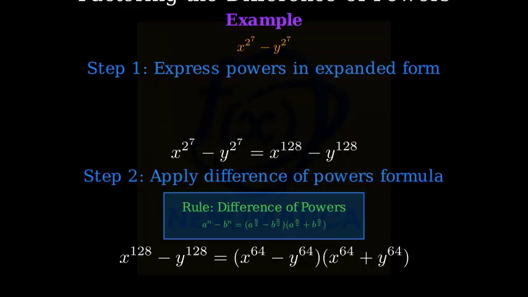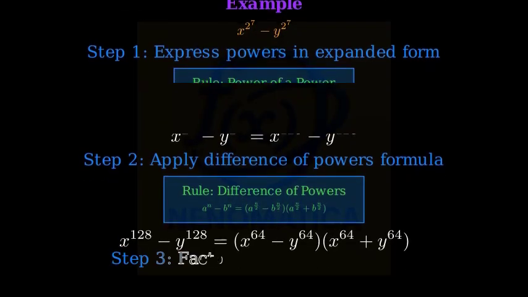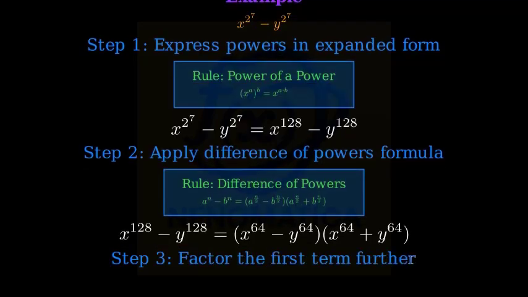In our case, we'll use a special case of this formula where n equals 2. So x to the power of 128 minus y to the power of 128 equals the product of x to the power of 64 minus y to the power of 64 and x to the power of 64 plus y to the power of 64. Let's continue by applying the same formula to the first factor.